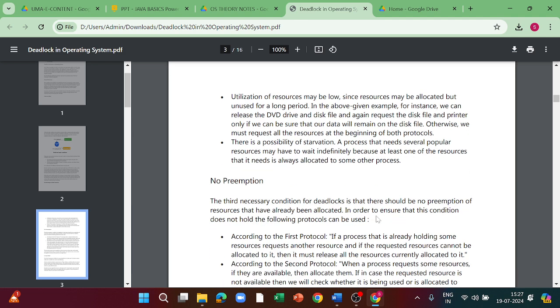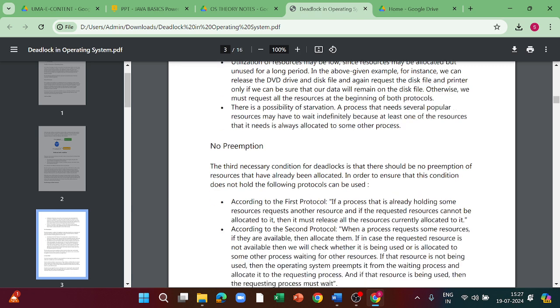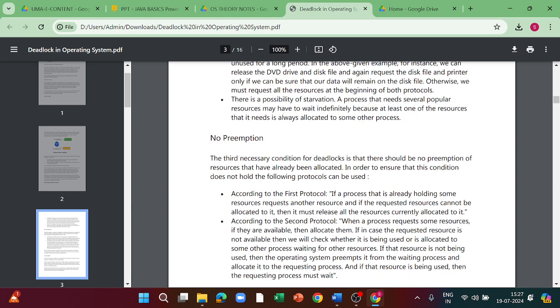This is always allocated to some other process, and this is used for the hold and wait condition. Next, no preemption. This is the necessary condition that no preemption of resources already allocated. That is, if the process is already holding a resource and requests another, and the resource cannot be allocated, it must release all the resources. If a DVD drive is allocated and no printer is allocated, from the previous example, then we have to release the DVD drive also.